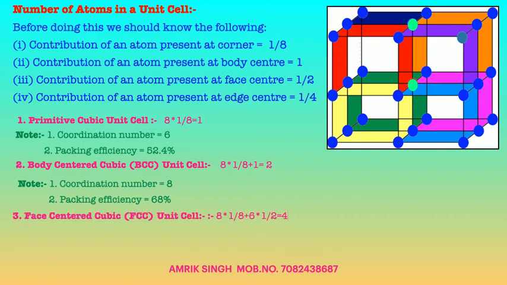Now, face-centered unit cell. 8 into 1 by 8, and 6 are the faces. Contribution of each face is 1 by 2. Therefore, the total number of atoms will be 4 in a face-centered unit cell. And the coordination number is 12 and the packing efficiency is 74% here.